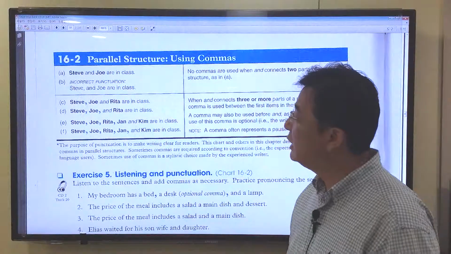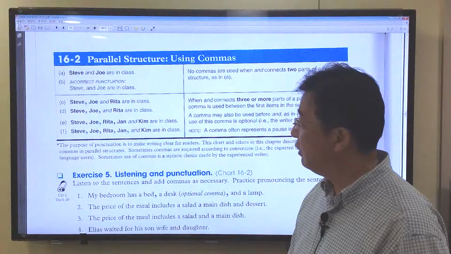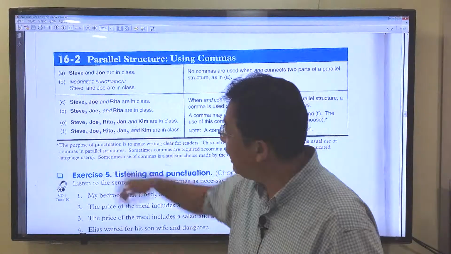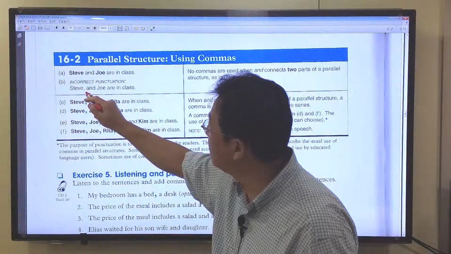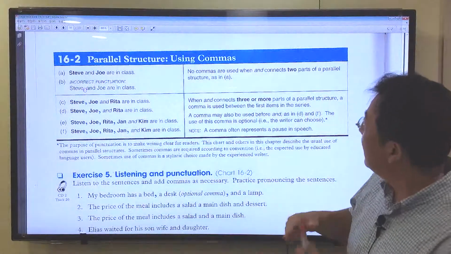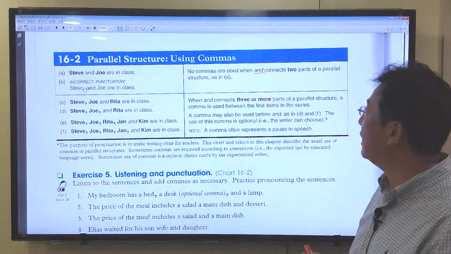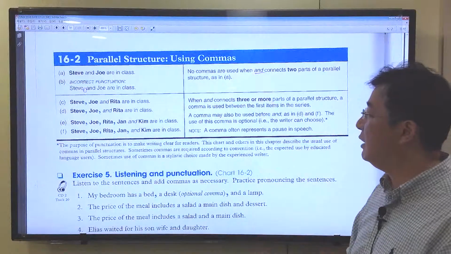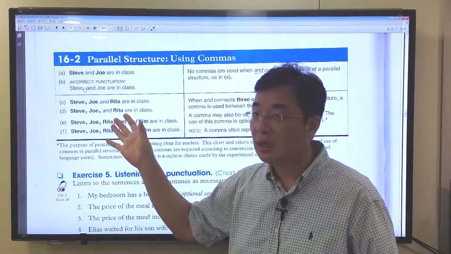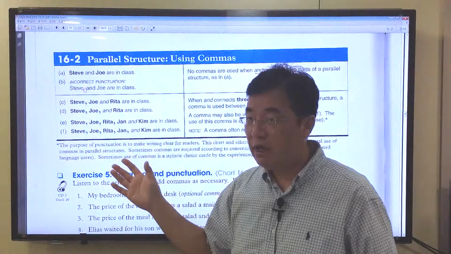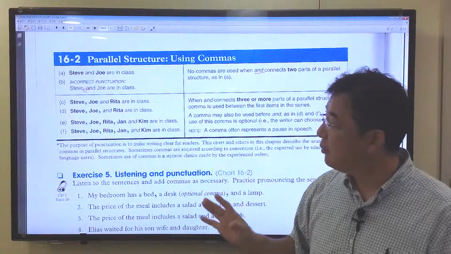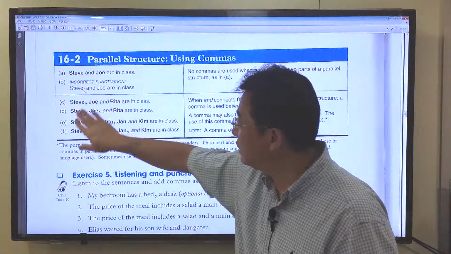Let me read A. Steve and Joe are in class. So there is an example of incorrect punctuation, by having commas here, right? No commas are used when the coordinating conjunction and connects two parts of a parallel structure. So noun and noun, verb and verb, and what else was there? Adjective and adjective, to infinitive and to infinitive. And only connects two parallel structures. You are not supposed to put any commas, right?